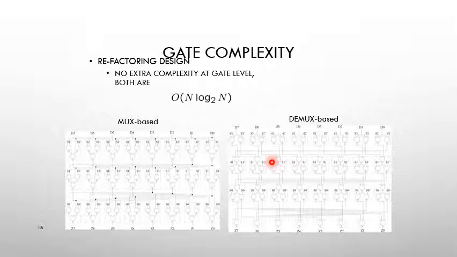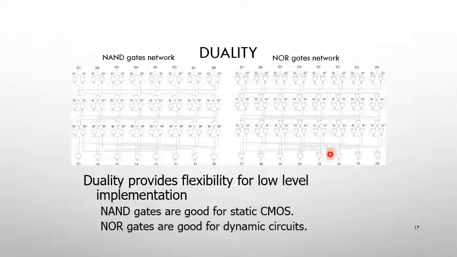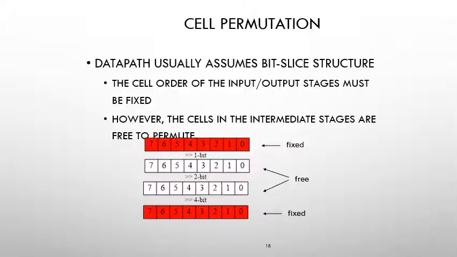This is a normal implementation. After that, the duality means the same thing, NAND gate and NOR gate. Duality provides flexibility for low level implementation. NAND gates are good for static CMOS, NOR gates are good for dynamic circuits. Then cell permutation is shown here.